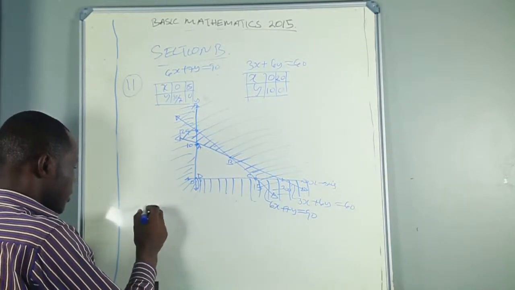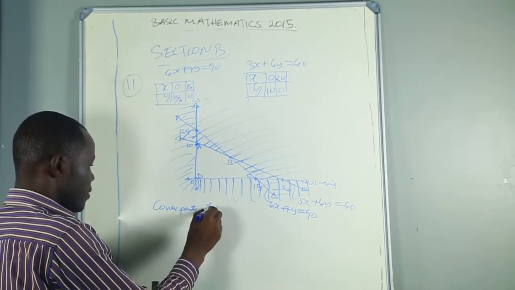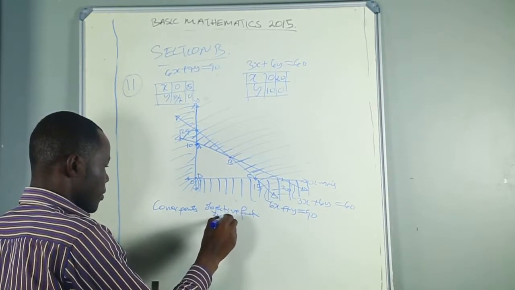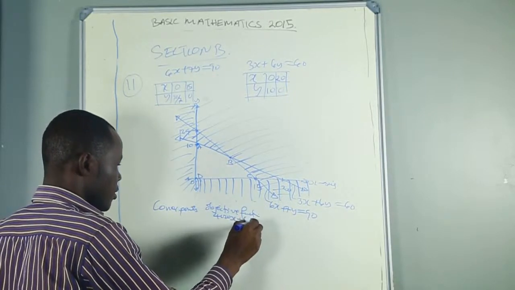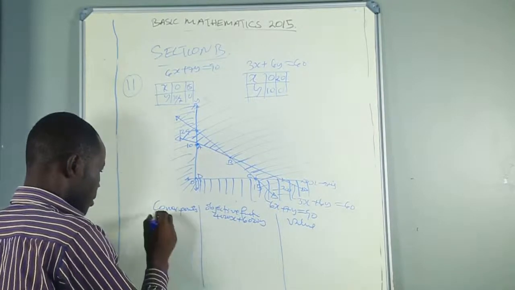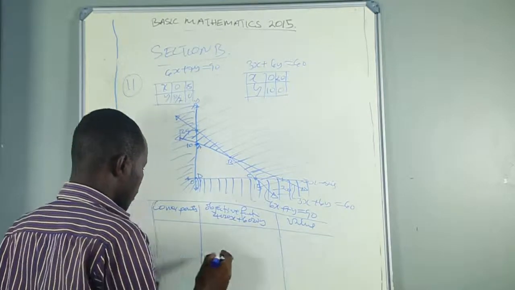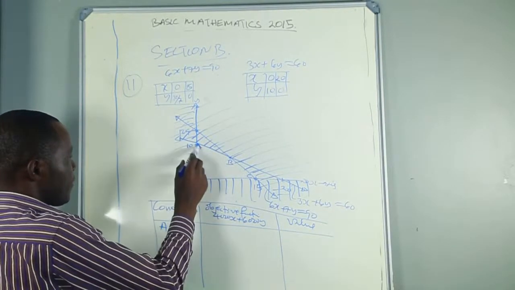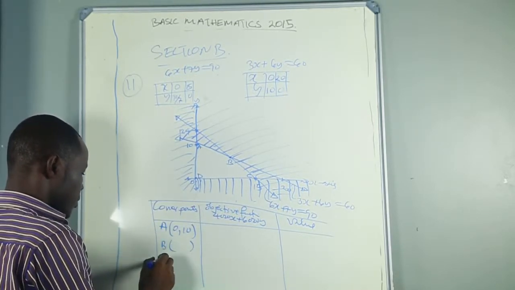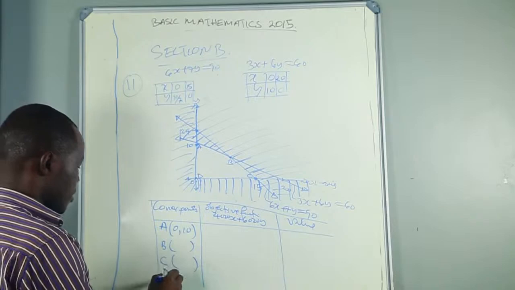So corner points. Then we have the objective function, which is 4,000x plus 60,000y. Then we have its value. The first corner point is point A. This is 0, 10. And we have point B. We have point C. We have point D. Point D is 0, 0.